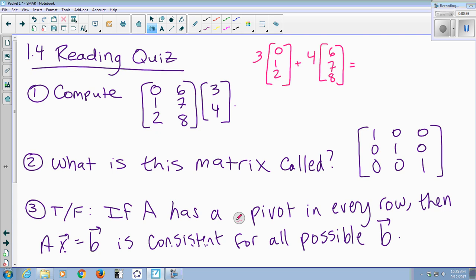And then you use the rules of vector multiplication and addition. So 3 times 0 is 0, so I'll just do this: 0, 3, 6. Multiplying a vector times a scalar, you multiply every entry by the scalar. And then my other vector is going to be 24, 28, 32. And then to add vectors, you add component-wise. So this is 24, 31, 38.